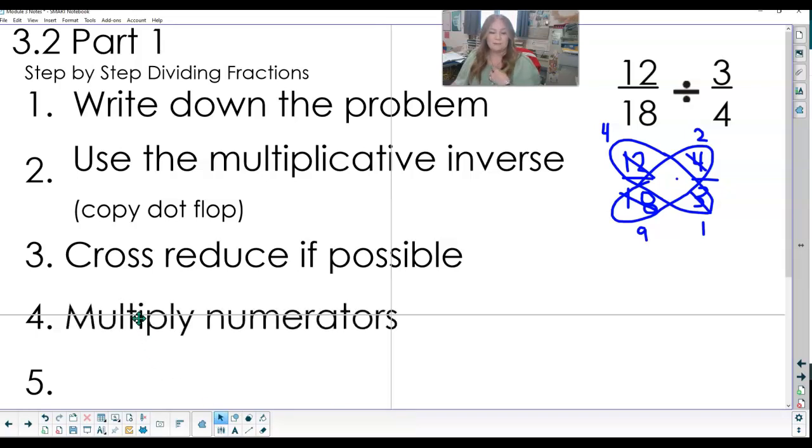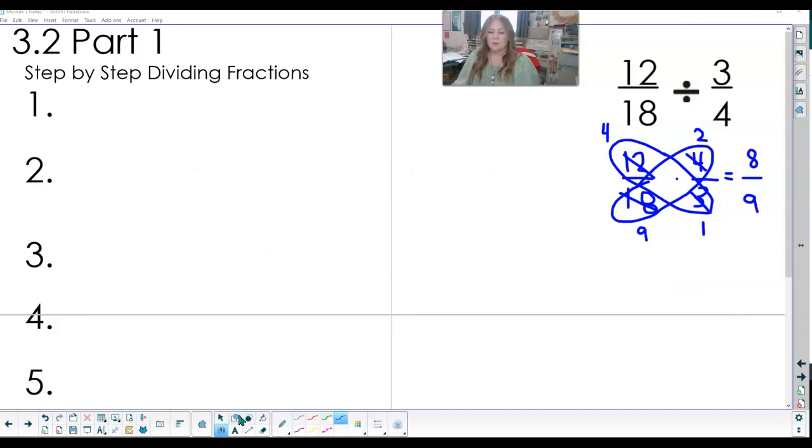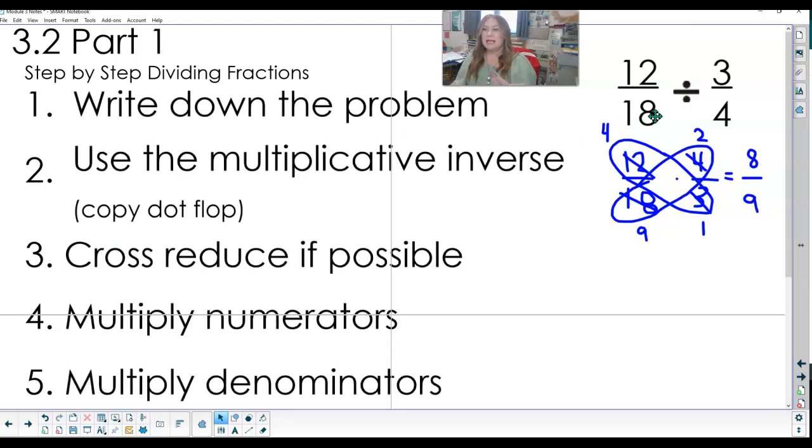So now step 4 is we want to multiply our numerators. So 4 times 2 is 8. And last, we're going to multiply our denominators. And 9 times 1 is 9. And because we already simplified ahead of time, 8/9 is already as simple as it can be. There's nothing that goes into 8 and 9. We've already reduced that problem. When you do it ahead of time, I don't have to multiply such big numbers, and then my reducing is already done at the end.